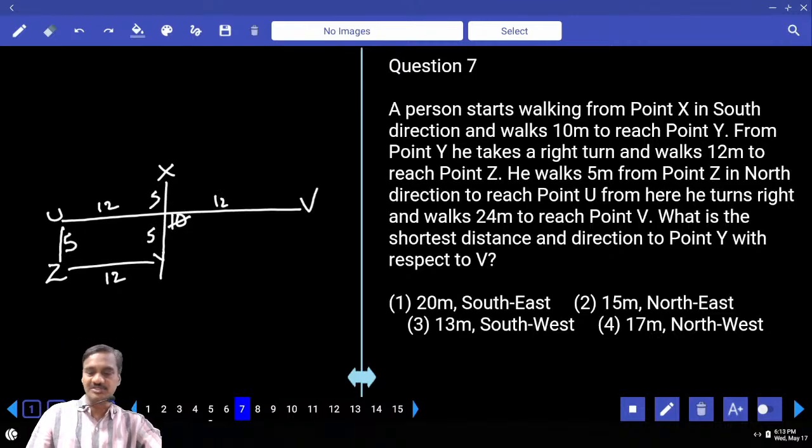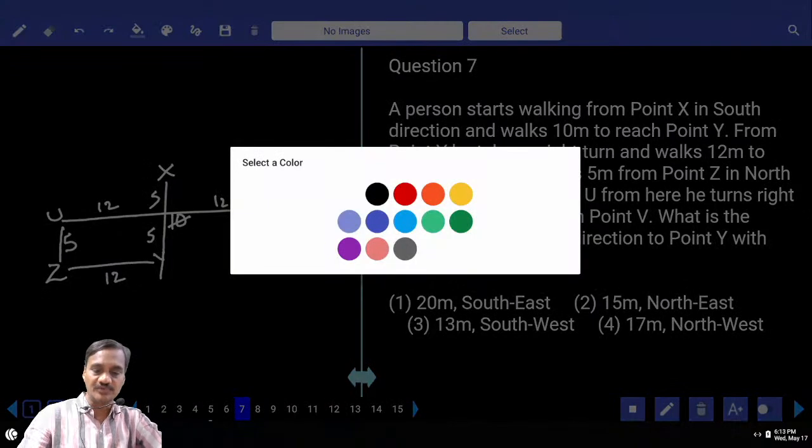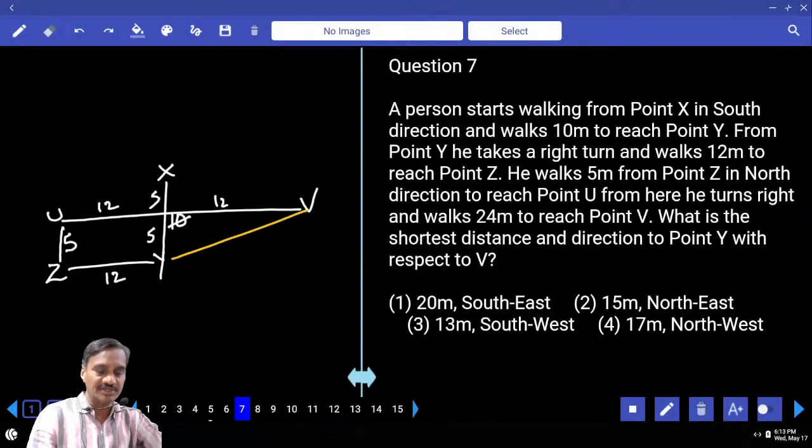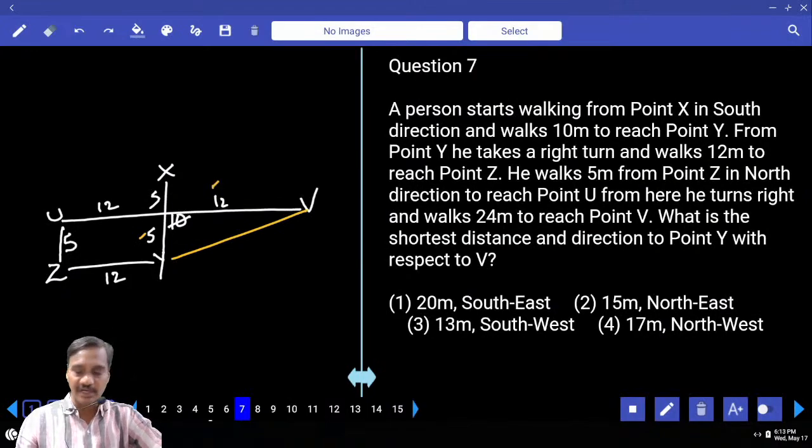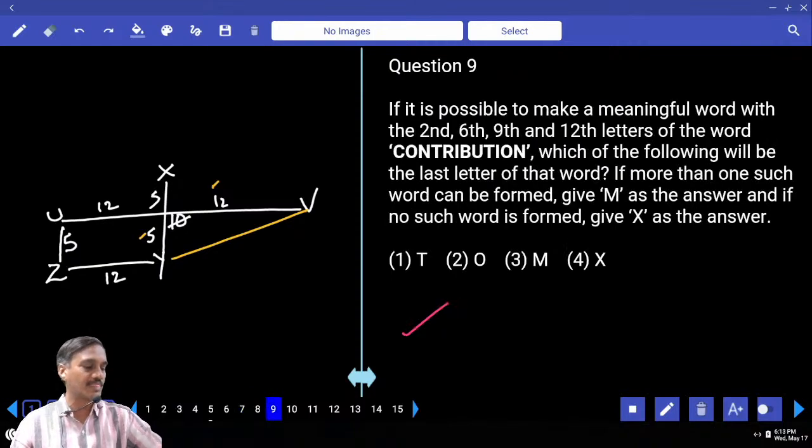Then what is the shortest distance between Y and V? Now we need to find out the distance between these two. What is the distance here? 5 square and 12 square. And 12 square plus 5 square gives 13 meters. 13, choice 3, question number 7.